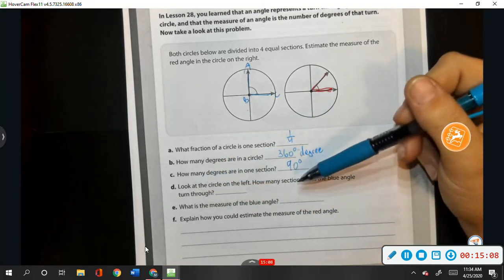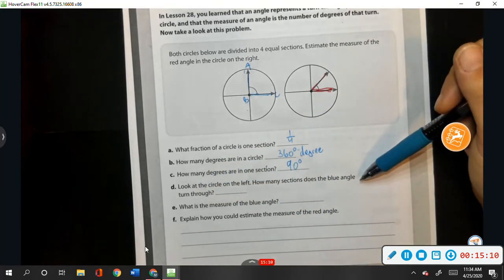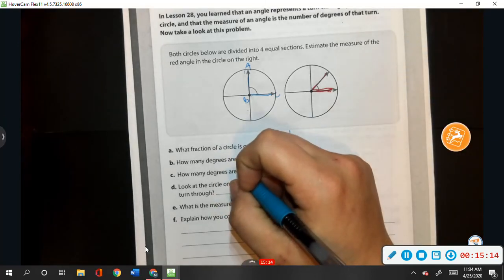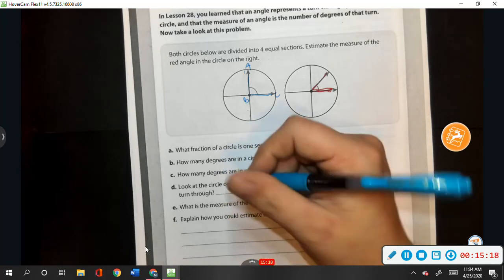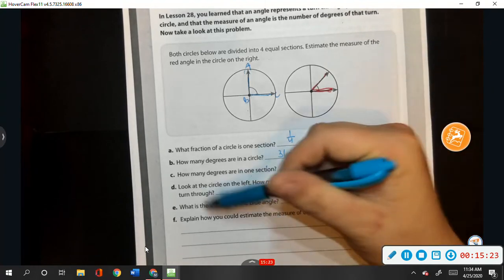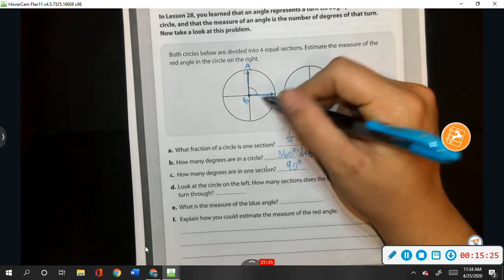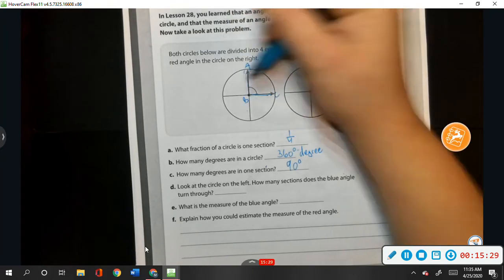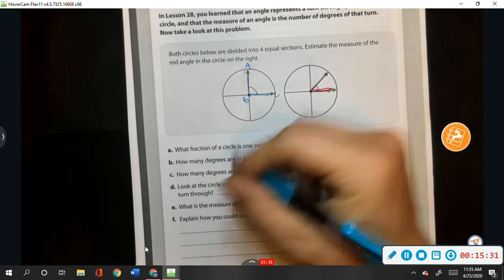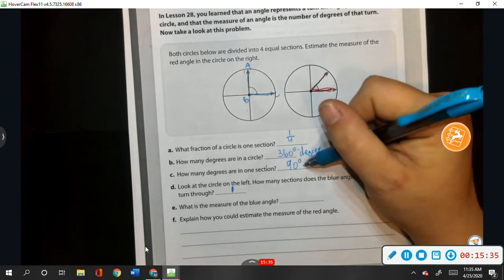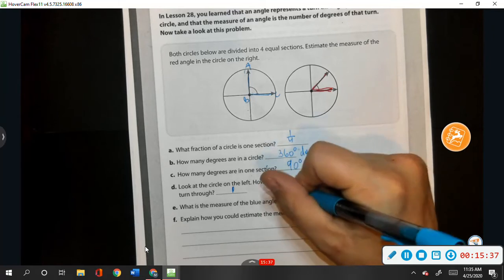Look at the circle on the left. How many sections does the blue angle go through? Look at the circle on the left. How many sections does the blue angle go through? It only goes through how many sections? Is it over here, going into this section? No. It goes exactly into one section. The measure of the blue angle, we already said, was 90 degrees.